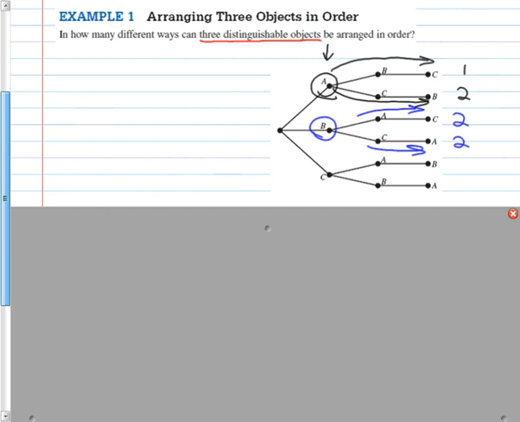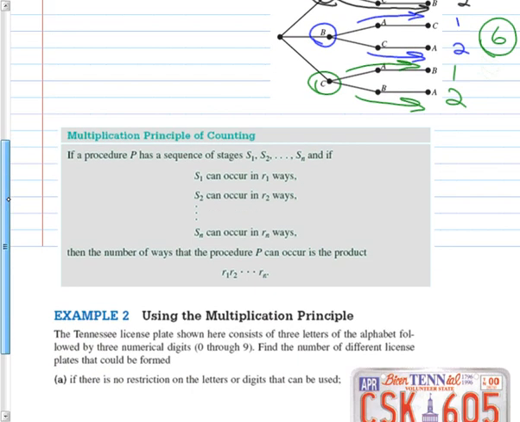Whoa, how did I get a 2 and a 2? And if I started with a C, I could do AB or BA. So there are two ways that can happen, making a total of 1, 2, 3, 4, 5, 6, if I counted out the end of all those branches on that tree. There are 6 different ways that we can arrange three objects. So a tree diagram is one way of laying out all the ways it can happen.